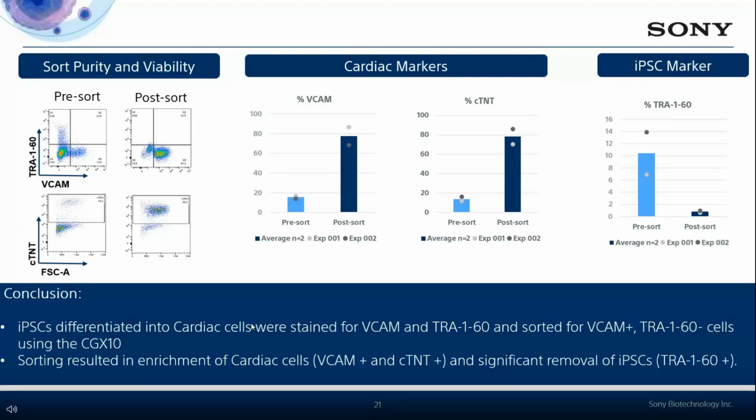So what we can conclude from this experiment is that iPSCs differentiated into cardiac cells stained highly for VCAM and CTNT, and we find that the sorting process enriched these cells and significantly reduced the parent iPSCs, the TRA1-60 positive population.